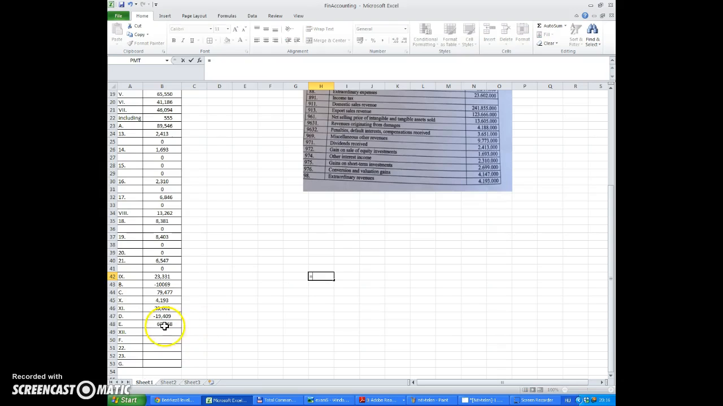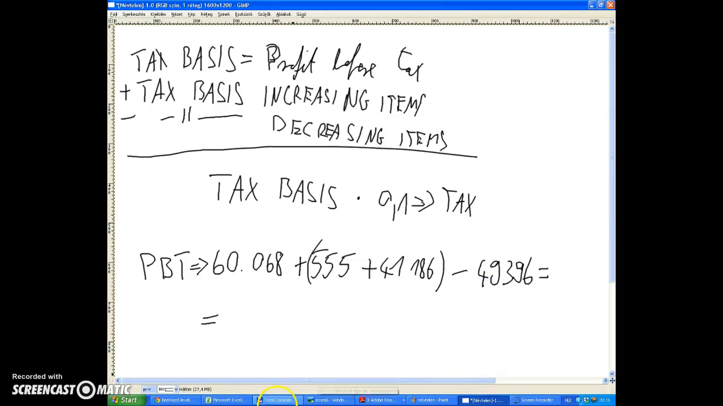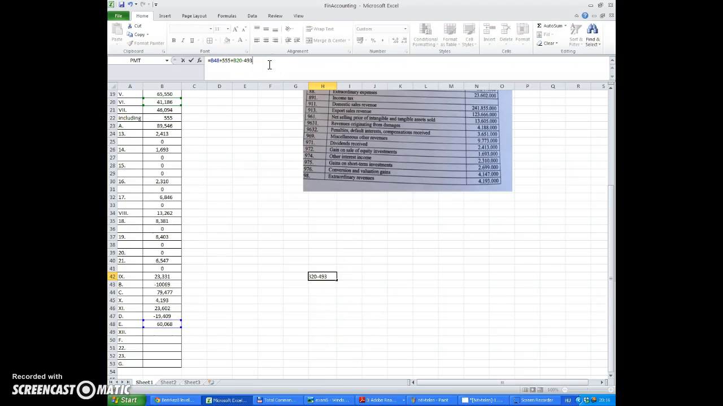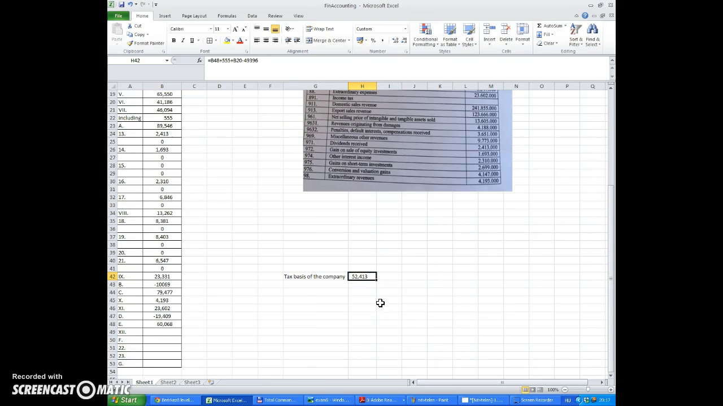So we start from here. After that, I add this one and add this depreciation. This was the depreciation of the company, and after that we have to also subtract this 49396. Okay, and here we got the tax basis of the company. So we have to add to the profit before tax the tax increasing items, after that the tax decreasing items. And this is what we got.